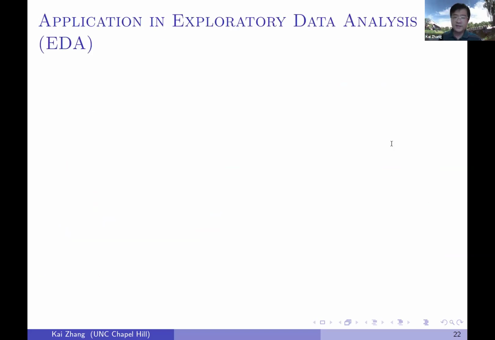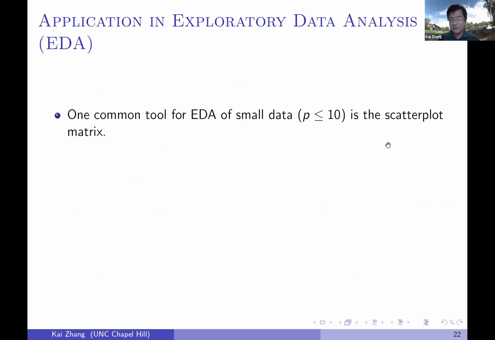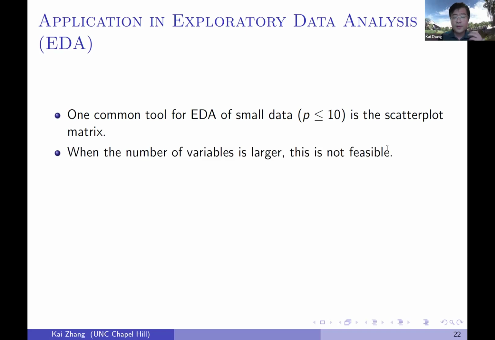But more interesting is the application to exploratory data analysis, EDA, right? The idea is that when we were graduate students, one thing we often did for a small data set was to make a scatter plot matrix for every 2 variables, make a scatter plot, and use our eyes to identify anything interesting, right? So this is for small data sets. For large data sets, this is much more difficult because there are too many scatter plots to look at.